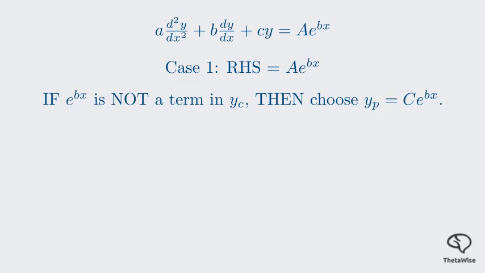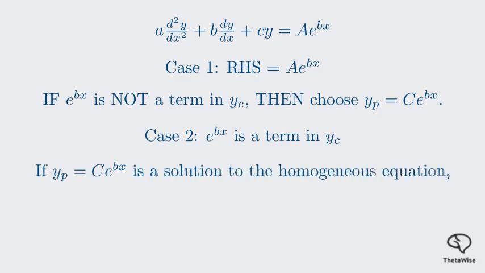But what if there is an overlap? What if a term in our chosen yp is already a term in the complementary function yc? The rule is, if the exponential part of the right-hand side is a part of the complementary function yc, then our original choice will not work. In this case, we must modify our choice for yp. We do this by multiplying it by x. So our new choice for yp becomes c times x times e to the bx.